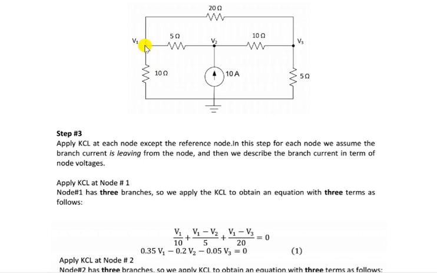Now for node 1, what is the equation? V1 minus 0 divided by 10, V1 minus V2 divided by 5, V1 minus V3 divided by 20 equal to 0. So this is the first equation.